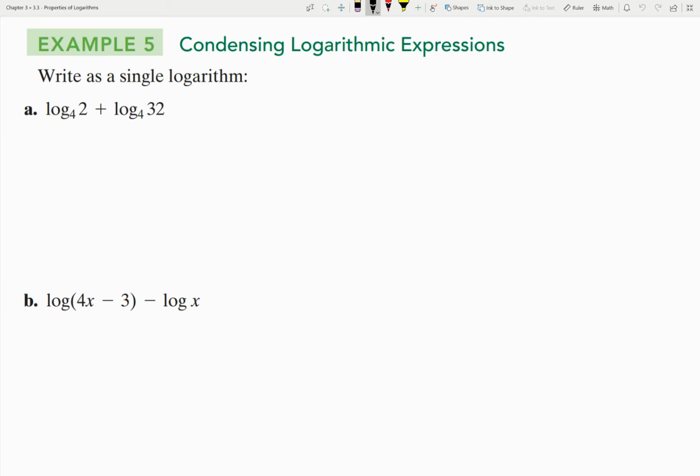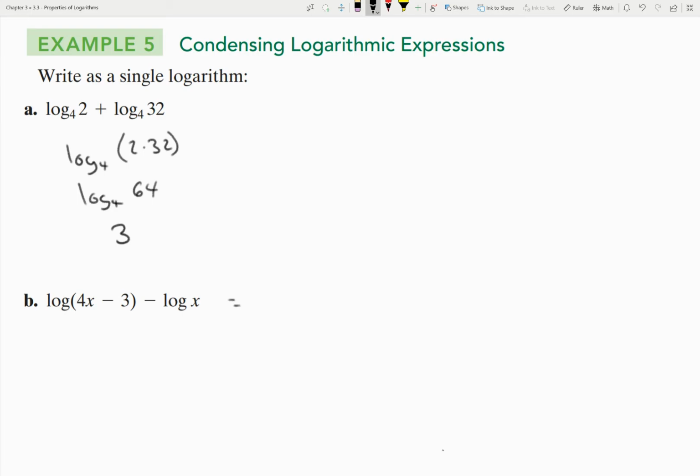So let's combine these two terms, neither one of which is easy to simplify. Yeah, 4 and 2, that's a square root, but I'm not sure exactly how to get 32. But what we can do is turn this into the log base 4 of 2 times 32, which is 64, and the log base 4 of 64 is 3. So because we were able to combine these logarithms together, they became much easier to simplify.